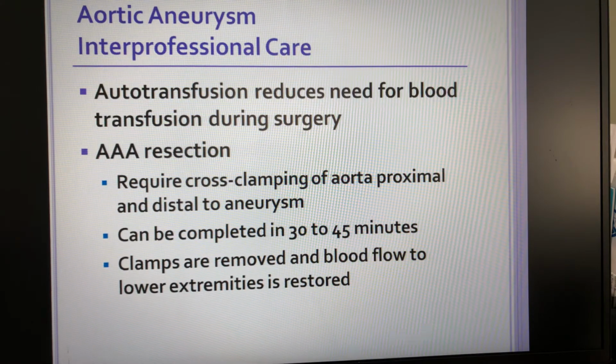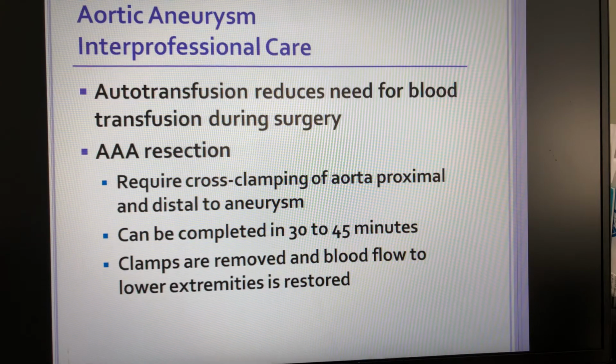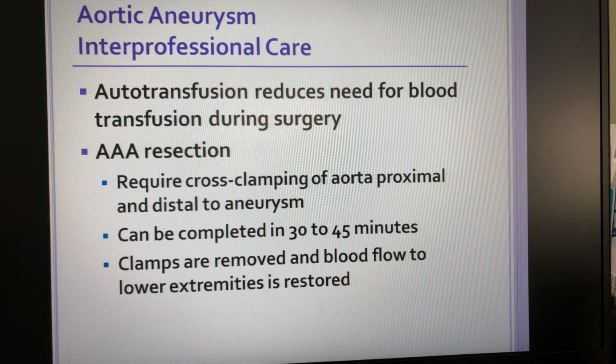Now, if you go back to chapter 30, it does discuss autotransfusion, and in the aortic aneurysm, autotransfusion reduces the need for blood transfusion during surgery. So the AAA resection requires cross clamping of the aorta, proximal and distal to the aneurysm, and that procedure can be completed in 30 to 45 minutes, and the clamps are removed and blood flow to the lower extremities is restored.